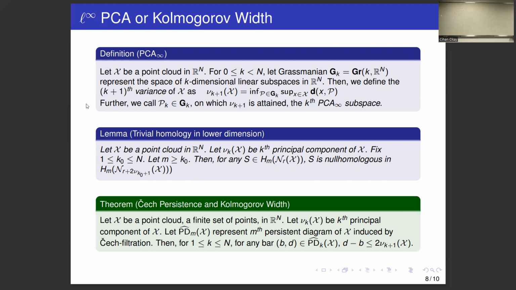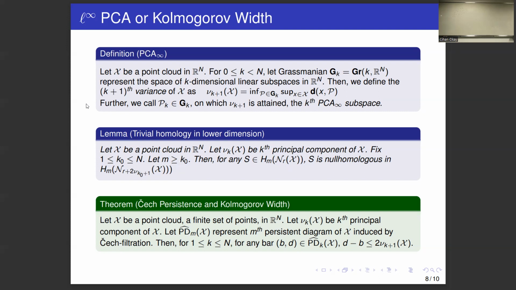Now, PCA infinity, this is what we defined. Instead of L2 distances, we are now looking at L infinity distances, which means if you give me a point cloud, I am going to look at the smallest ellipsoid that contains the point cloud. The L2 optimization does not necessarily tell you that it must contain, but the L infinity one will. So we define the smallest ellipsoid containing my point cloud.